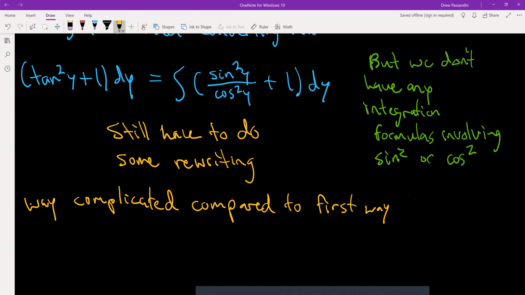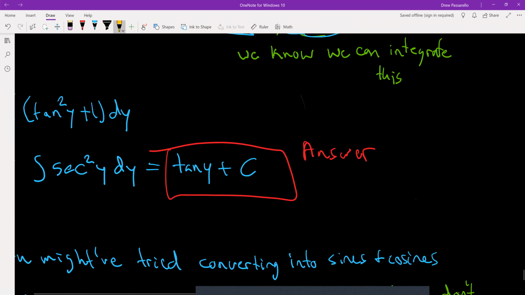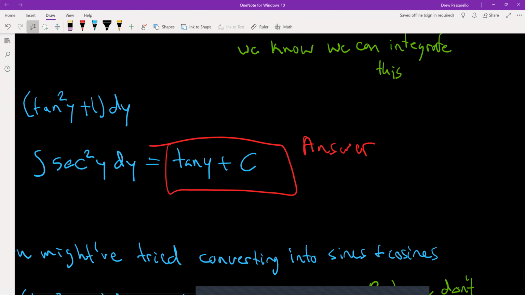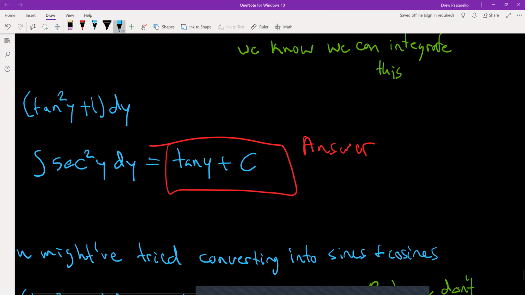And by the first way, I mean using that Pythagorean identity, because once you know that identity, it's just one step. You just write tangent squared plus 1 as secant squared, and then integrating secant squared gives tangent y. So that gives you some examples of trig indefinite integrals.